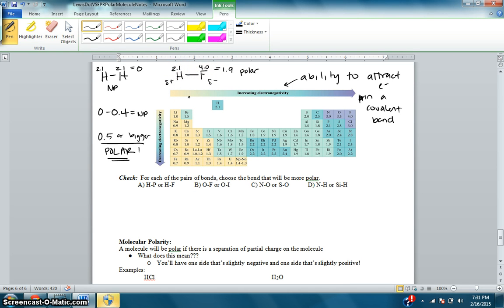So here's what I'd like you guys to do right now. I'd like you to hit pause, and I'd like you to use this chart to figure out which of these is going to be the most polar bond in each of these situations. So go ahead and hit pause and figure out which one of these is the most polar.